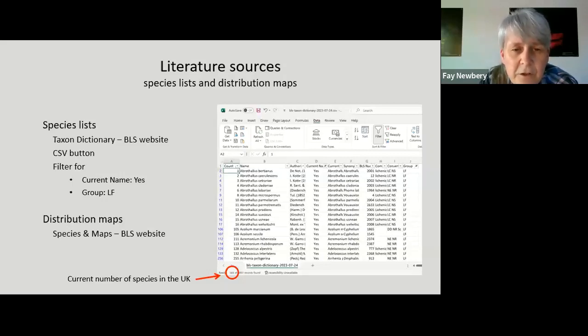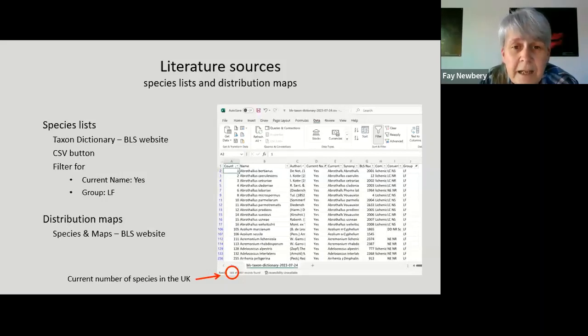Once you've downloaded it, you've got all the present and past names of lichens and Lichenicolous fungi in the UK. So if you then put a filter on the spreadsheet and you filter for the current name, choosing just yes in the current name column, you can get rid of all those synonyms, and that's helpful. And if you then in the group column choose LF, the Lichenicolous fungus, you will be left with only the Lichenicolous fungi and only the up-to-date names for those. So each fungus will only be represented once. If there's a teleomorph and an anamorph, it will still only be represented once by whichever name is the accepted name.